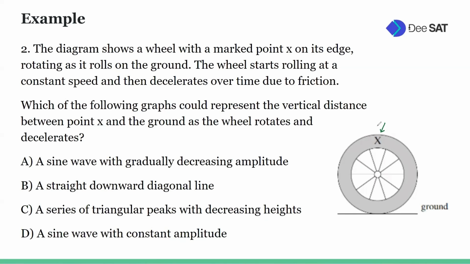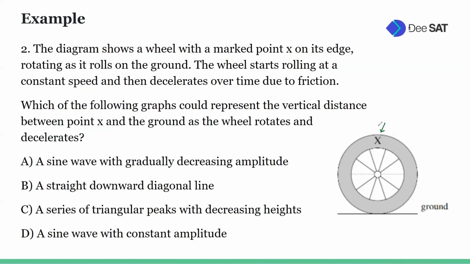Now I'll see that the options are very interesting. A is a sine wave with gradually decreasing amplitude. That is the first option. The second is a straight downward diagonal line. The C part says a series of triangular peaks with decreasing heights, and D is a sine wave with constant amplitude. Now we need to understand which exactly it is.